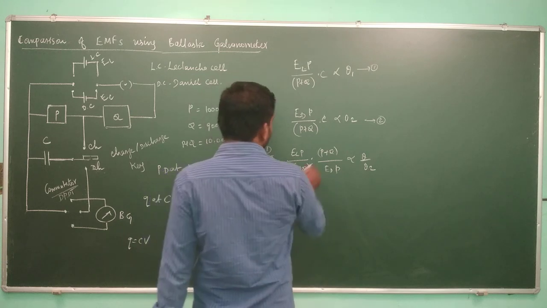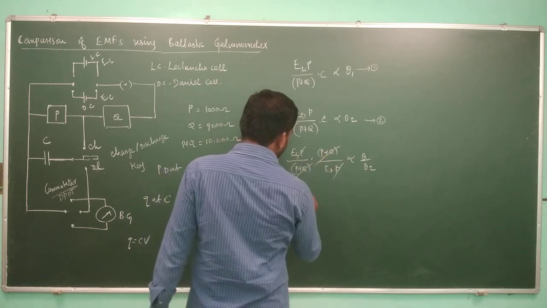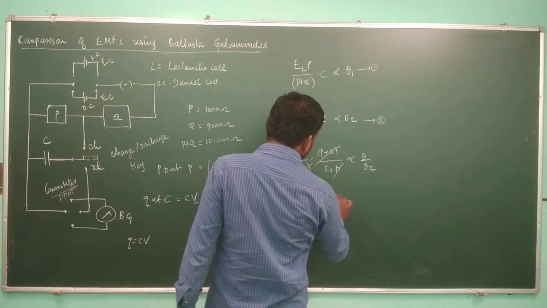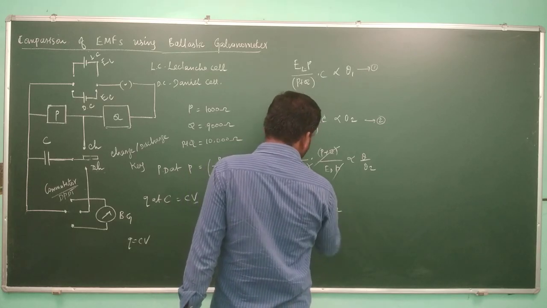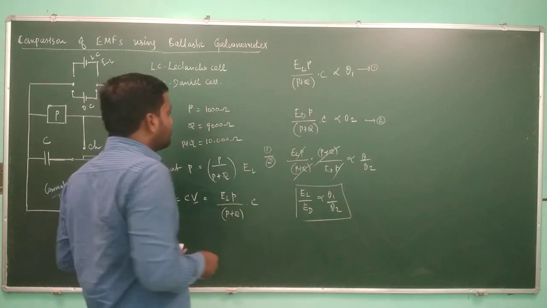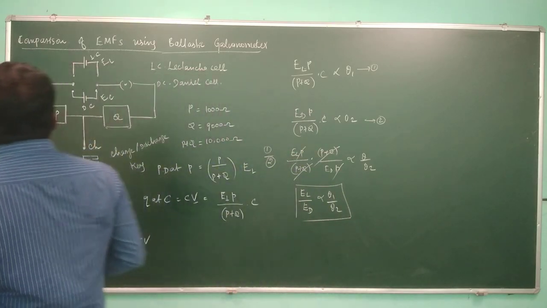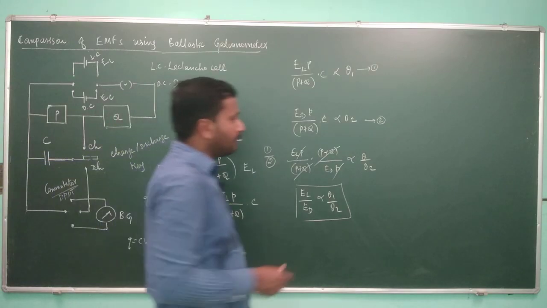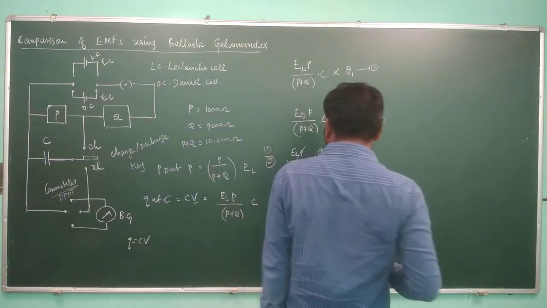Okay, so what are the things? This will cancel out, this will cancel out, so that E_L by E Daniell is proportional to theta 1 by theta 2, right? And this is how we will compare the EMF of any two batteries using this ballistic galvanometer method. For this purpose, what is the formula?